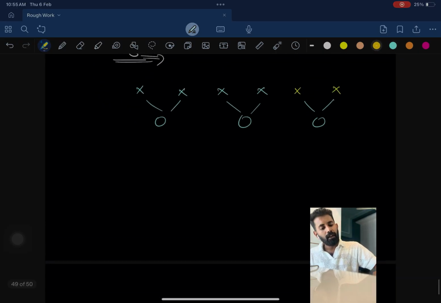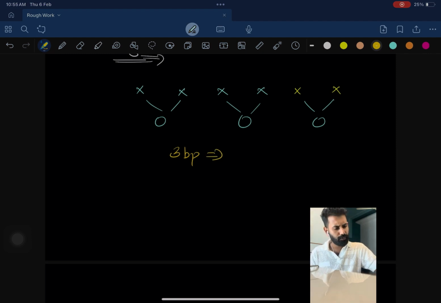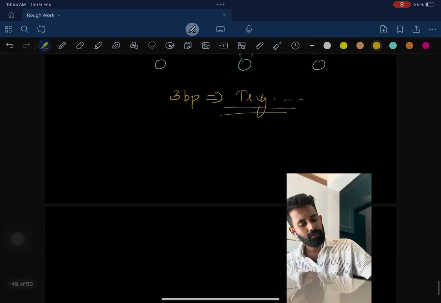This is a simple trick that can help us with the geometry. Now we can see 3 bond pairs. If there are 3 bond pairs, the structure will be based on these 3 bond pairs. We can say the structure will be trigonal planar, because there is no lone pair.